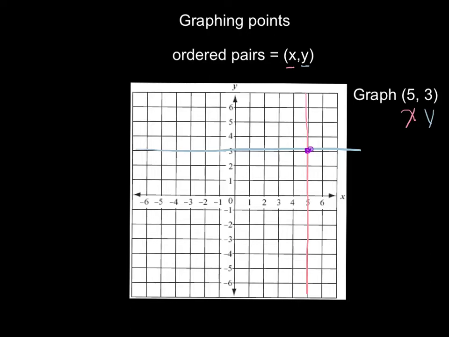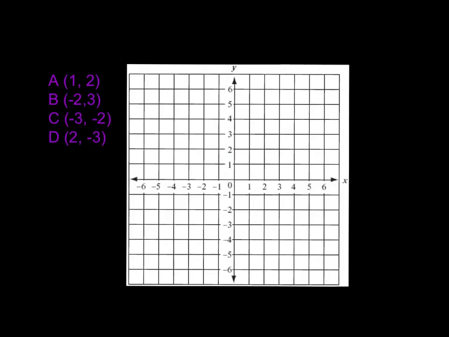So when graphing points, it's important to remember we have the x value that's first and the y value that is second. So if I were to graph A, I would find 1 on my x-axis, go up to 2 on my y-axis, and graph that point. That is point A. To graph point B, I would follow the same thing. I would find negative 2 on my x-axis, go to positive 3, and that is point B.